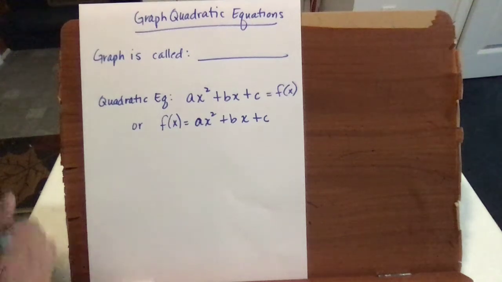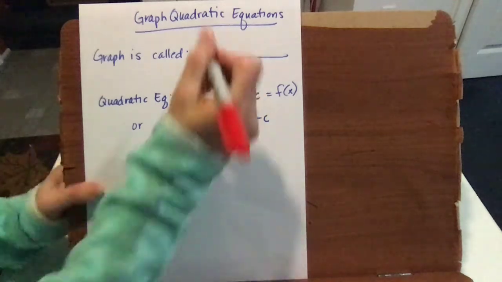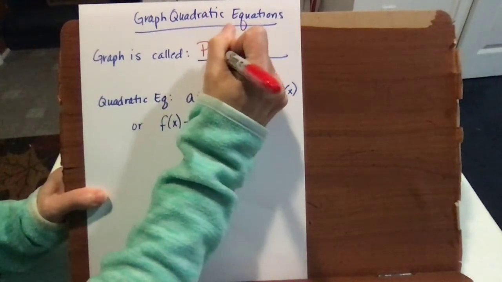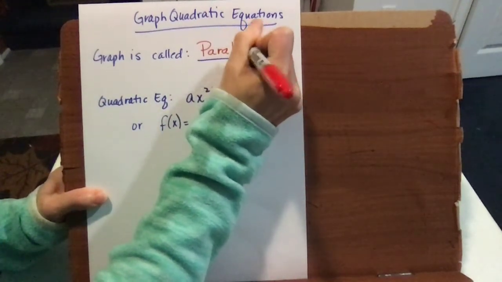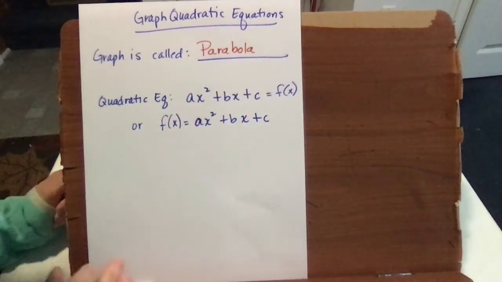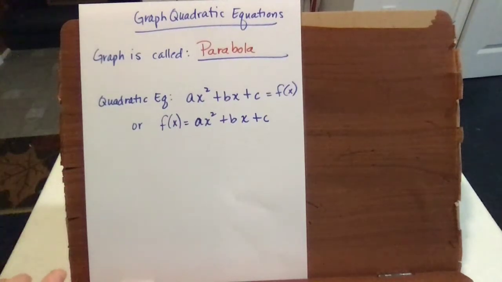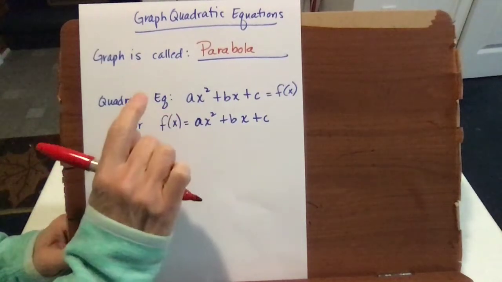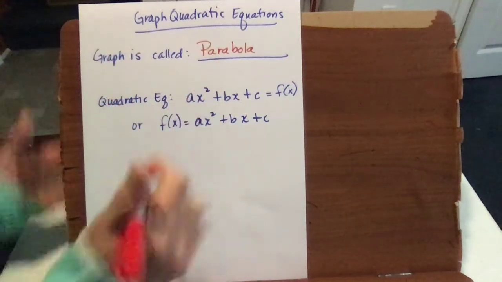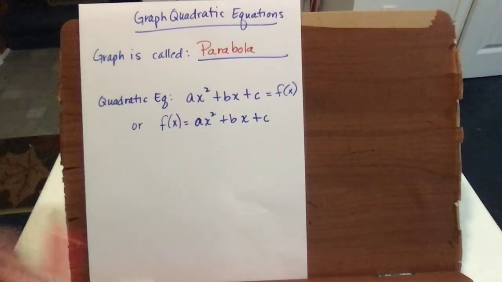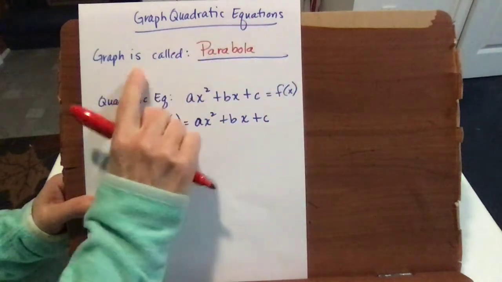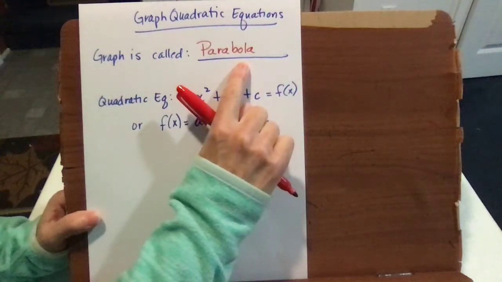All right, today we're going to graph quadratic equations. Okay, a quadratic equation is called a parabola when you graph it. And that's spelled P-A-R-A-B-O-L-A. Parabola, okay? Graphing a quadratic equation is very much like graphing a linear equation, when we graph lines. When we graph a quadratic equation, the graph itself is called the parabola.